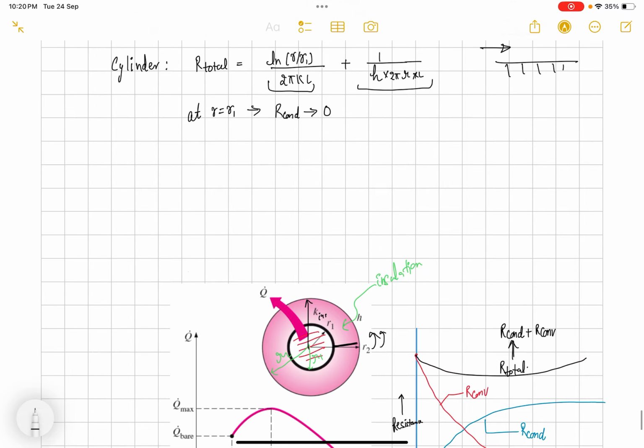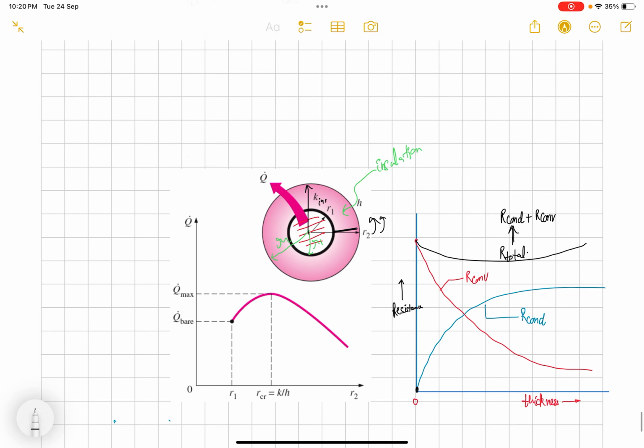And similarly the convection resistance, when we are not insulating the material. When the cylinder was bare, there was no insulation, then the radius was only r1, as we can see.